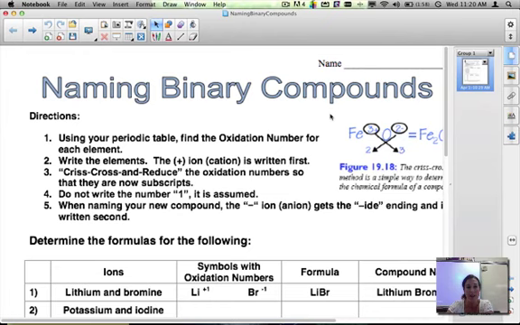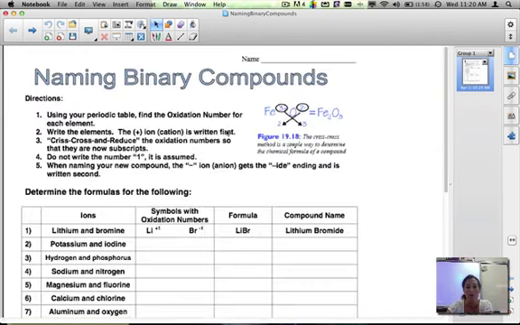You need to use the periodic table to find the oxidation numbers for each element. So make sure the periodic table is handy. Looking at this first example, I'm going to follow the directions. Direction number 2, write the element. The positive ion is always written first.